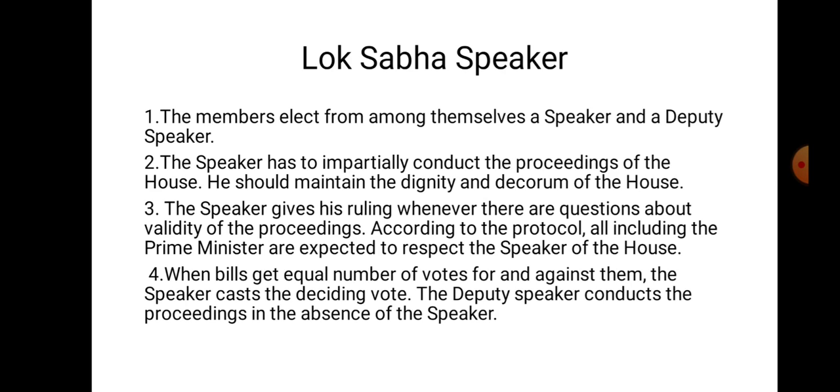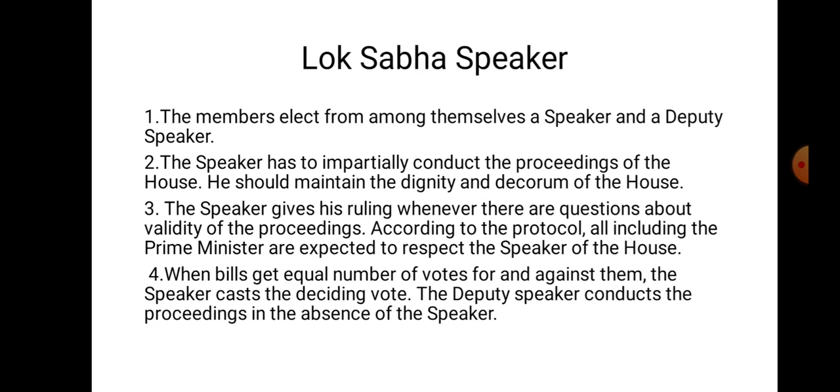On television, you might have seen the Parliament session. The Speaker will be sitting at the top, and until he comes or begins, the session does not take place. The Speaker gives his ruling whenever there are questions about the validity of the proceedings.